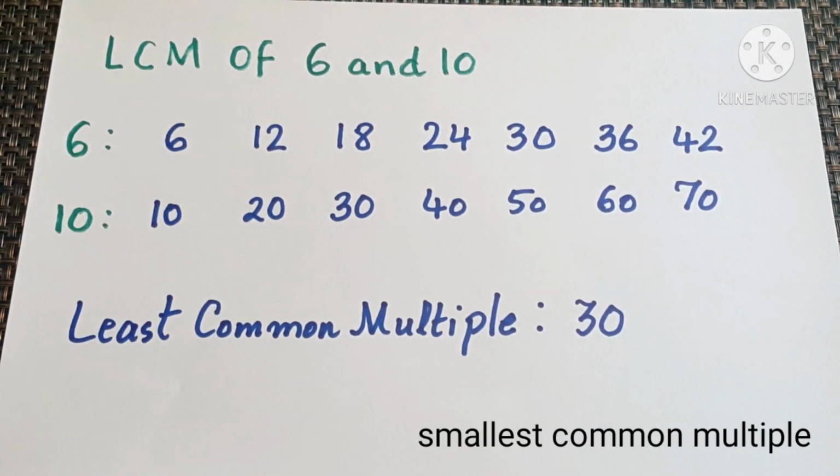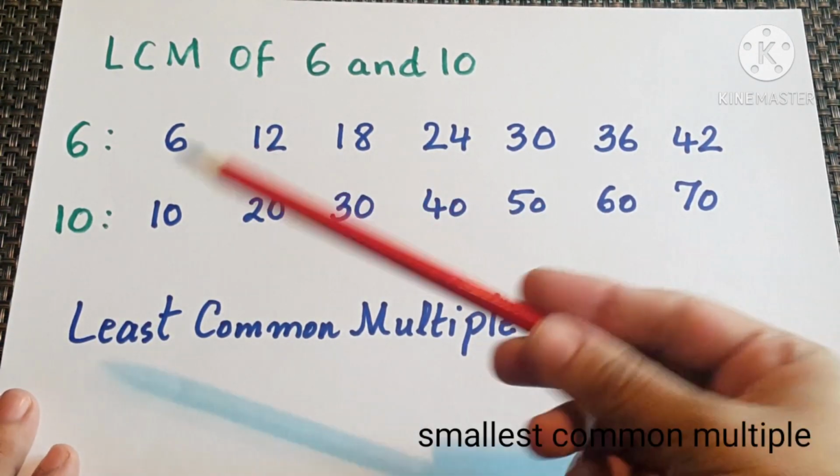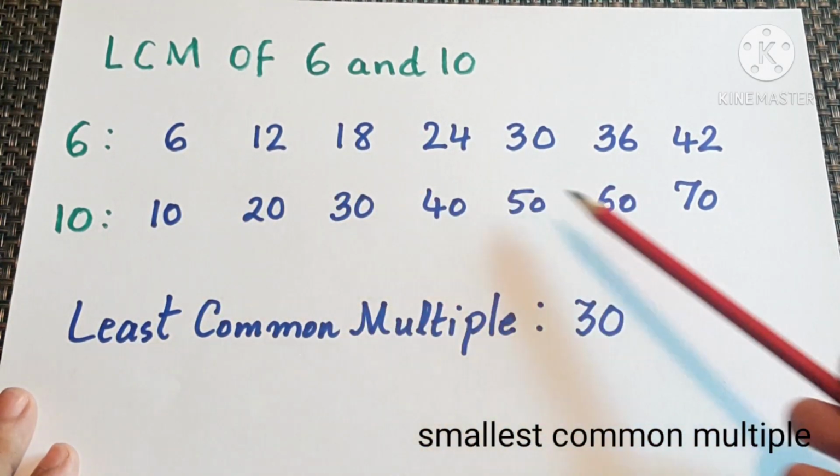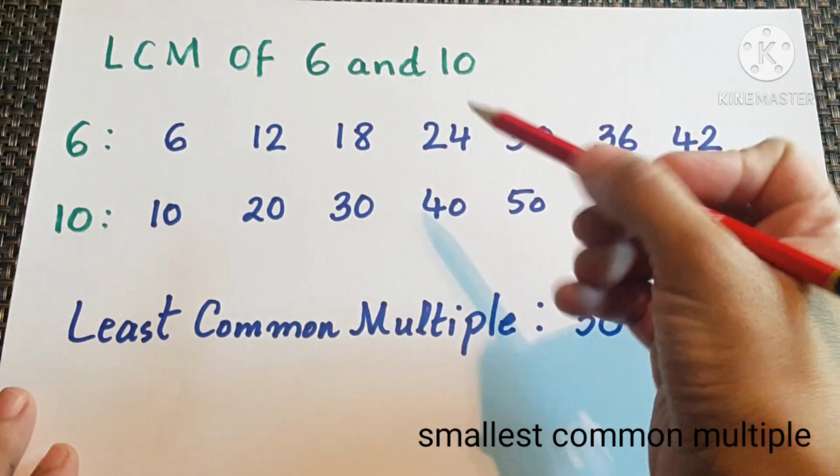Least common multiple of 6 and 10. Write the multiples of 6, the table of 6, then the table of 10. Now select the common multiples.